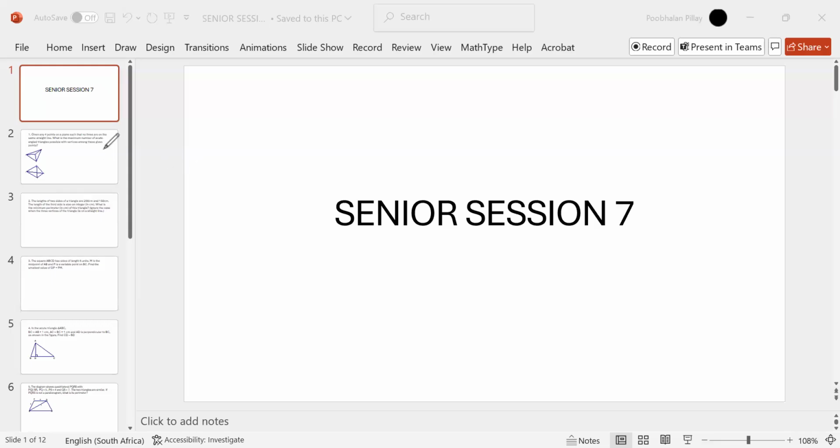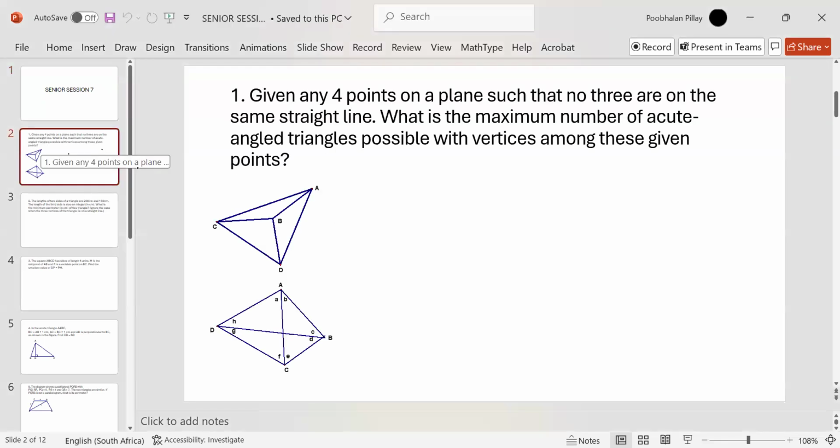We are going to discuss today, and the first problem is this one. It says, given any 4 points on a plane such that no 3 are on the same straight line, what is the maximum number of acute angled triangles possible with vertices amongst these given points?